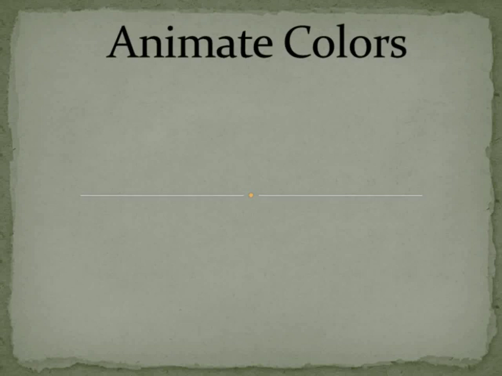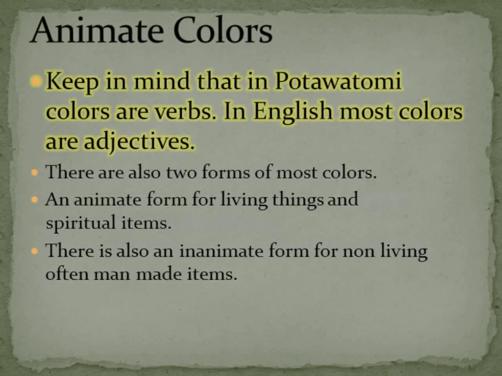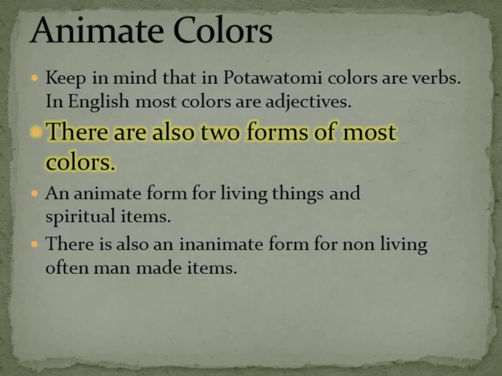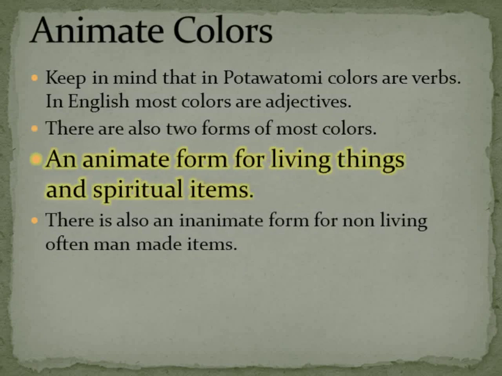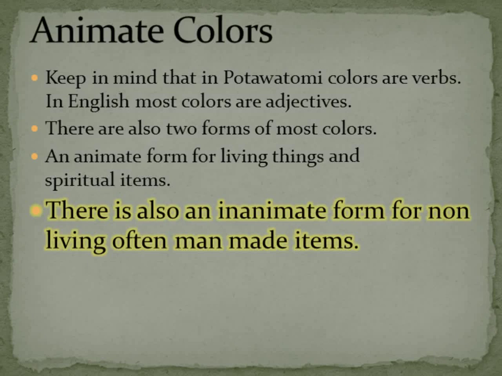Animate colors. Keep in mind that in Potawatomi, colors are verbs. In English, most colors are adjectives. There are also two forms of most verbs: an animate form for living things and spiritual items, and an inanimate form for non-living things, such as man-made items.